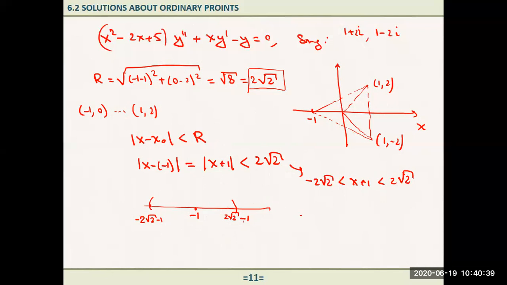And what are those solutions? It looks like something like this, right? Y is equal to the sum, n equals 0 to positive infinity, of c sub n times x plus 1 to the power n.